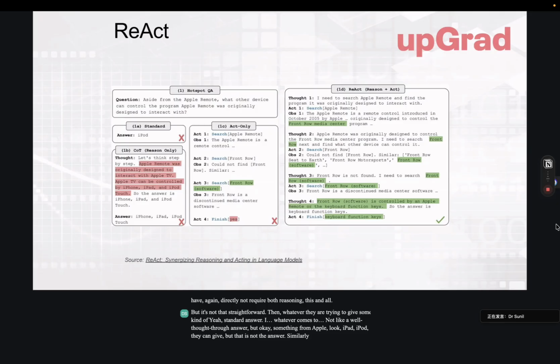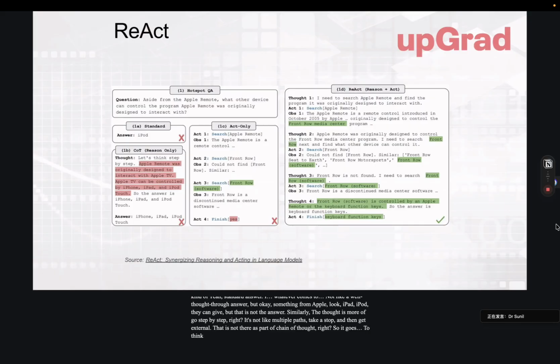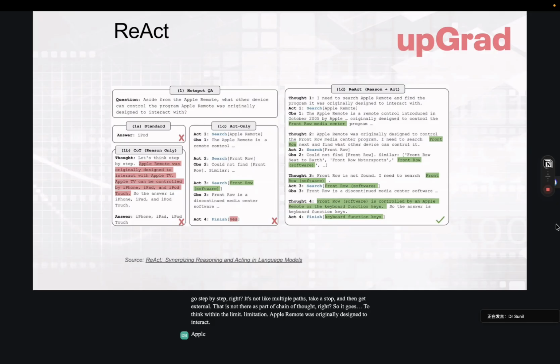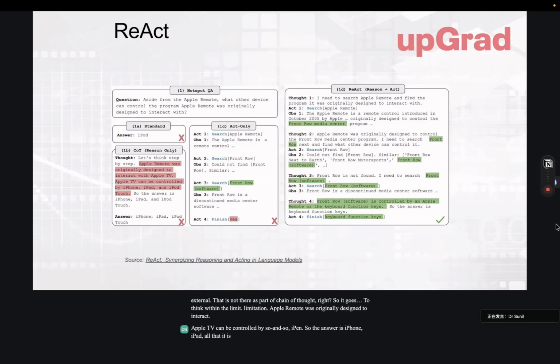Similarly, the thought in chain of thought is more of going step by step. It's not like taking multiple paths, taking a stop and then getting external information. That is not there as part of chain of thought, right? So it goes on to think within its limitation. Apple Remote was originally designed to interact with Apple TV, which can be controlled by so-and-so, iPad. The answer is iPhone, iPad, all that, because it has read that information somewhere.